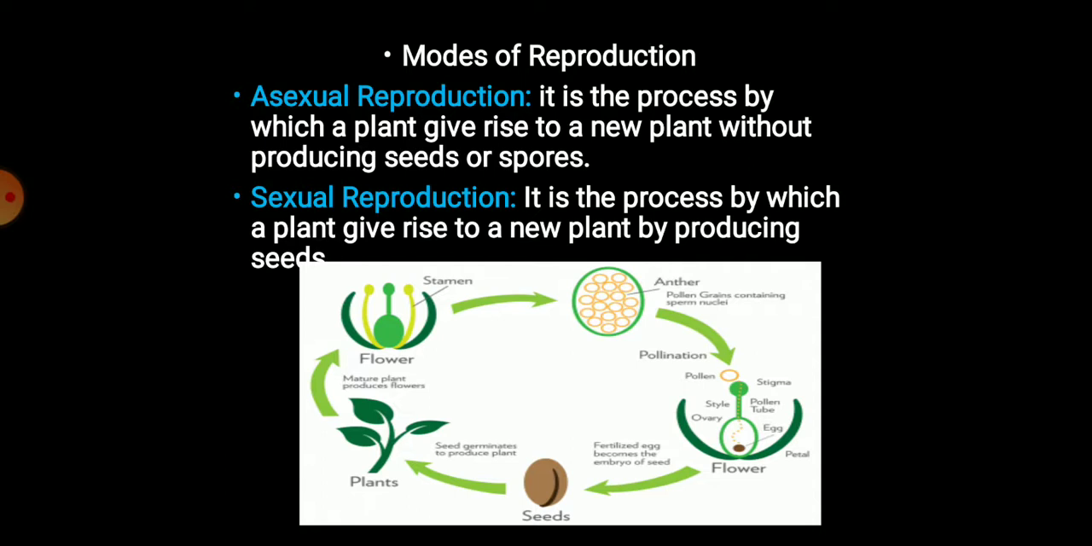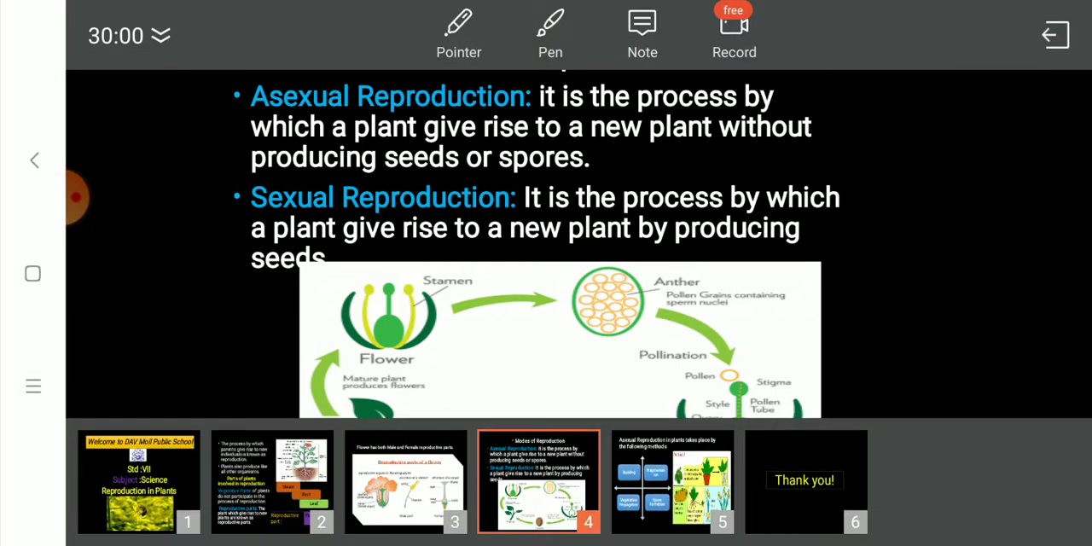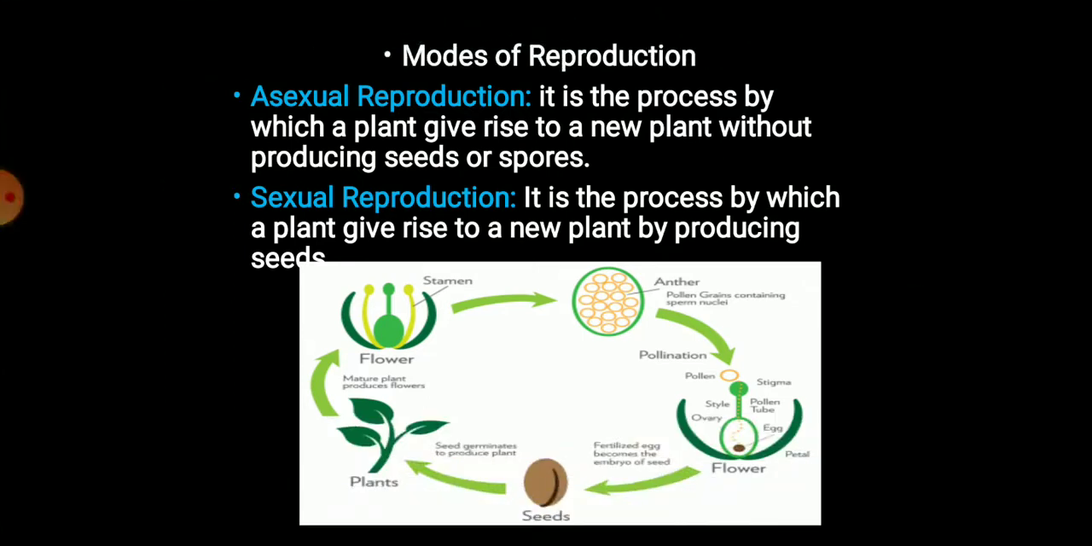Now, asexual reproduction is a process by which a plant gives rise to a new plant without producing, as you can see, seeds and spores. So here seeds and spores are not produced by the plant, whereas sexual reproduction is a process by which a plant gives rise to a new plant by producing seeds. So seed is produced in sexual reproduction, whereas in asexual reproduction, neither seed nor spore is produced. Now, this is a schematic diagram of sexual reproduction.